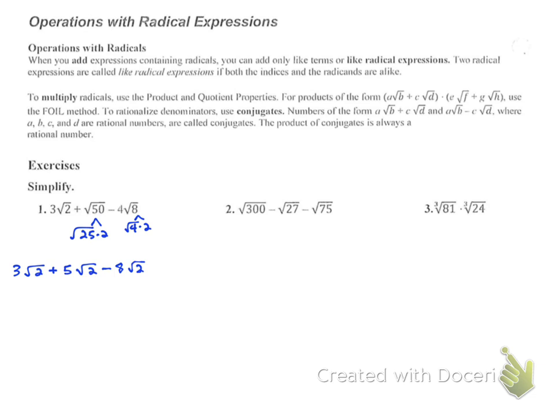So since all 3 terms are a square root of 2, we can add them together. 3 plus 5 is 8. 8 minus 8 is 0. So that answer is 0. 0 times the square root of 2 would be 0, right? So that would be our answer there.